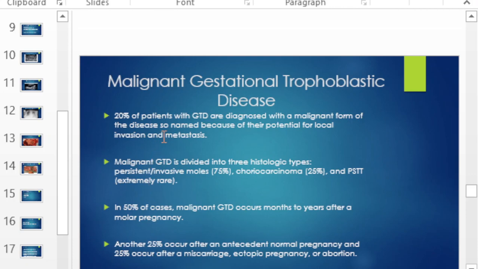So now we go to the malignant ones. Like we said, they're divided into 3 types. There's the persistent mole, the choriocarcinoma, and the placental site trophoblastic tumor. In 50% of the cases, the malignant tumors happen months to years after a molar pregnancy. In another 25% of the cases, they happen after a normal pregnancy. And in another 25%, they happen after a miscarriage, an ectopic, or an abortion.